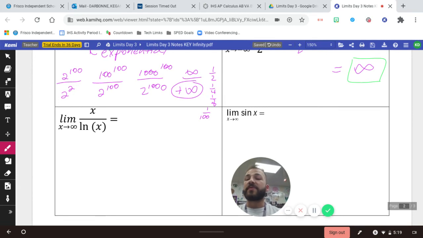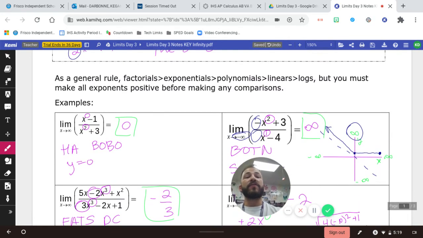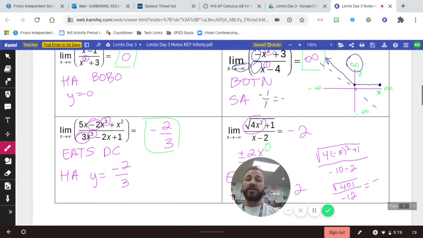Okay, the limit as x approaches infinity of x over natural log of x. So this time we have a log function and we have a linear function. Linear because it's just x to the first power. So looking back up at our list, a linear function is greater than a log function.